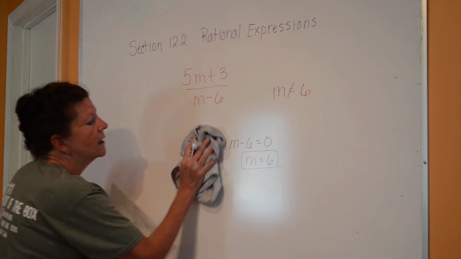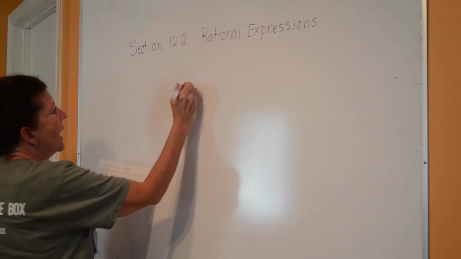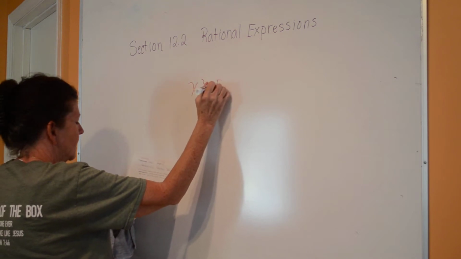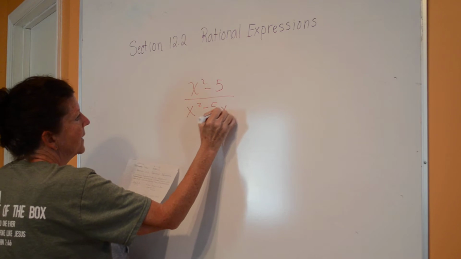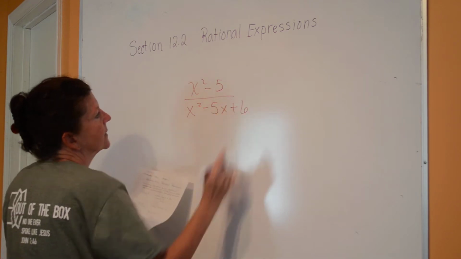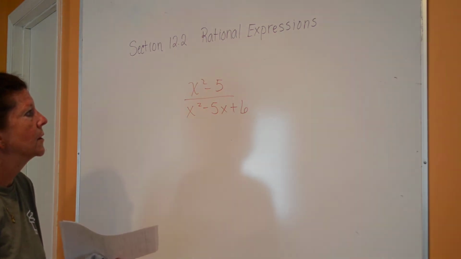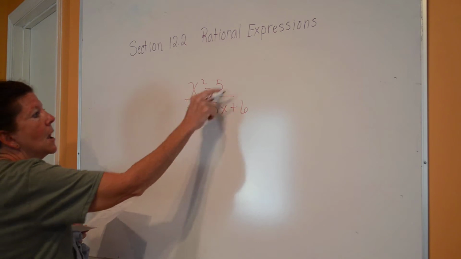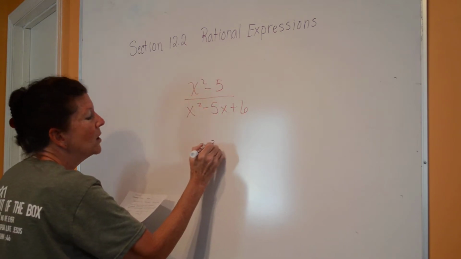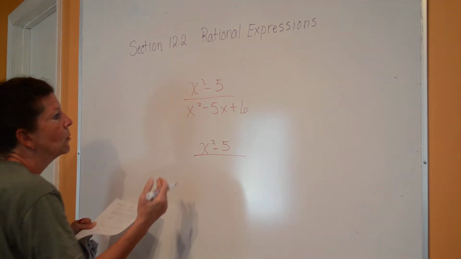Now, sometimes they get a little bit more complicated than that. So let's say I have (x squared minus 5) over (x squared minus 5x plus 6), and I ask, what can x not be equal to? The very first thing I have to do is factor what I can factor. I cannot factor the top, and I'm really not too concerned about the top when I'm just trying to find out what x cannot equal.